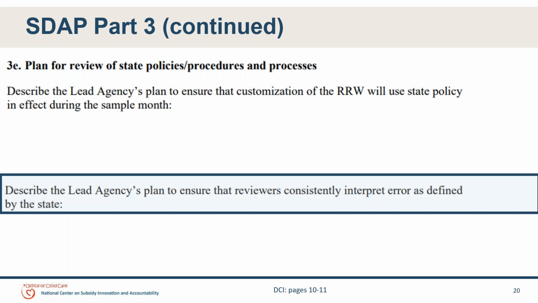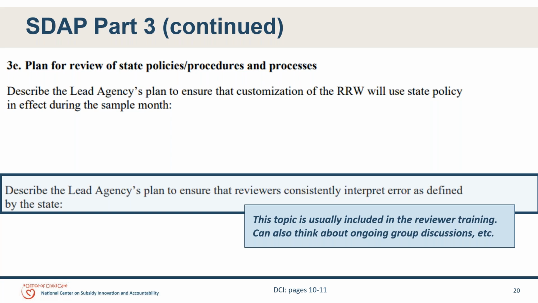Next, describe your plan to ensure that reviewers will consistently interpret error. Here you might want to say something about how this will be built into your reviewer training. You can also think about your plans for ensuring ongoing inter-rater reliability, as you described in section 3B of the SDAP.